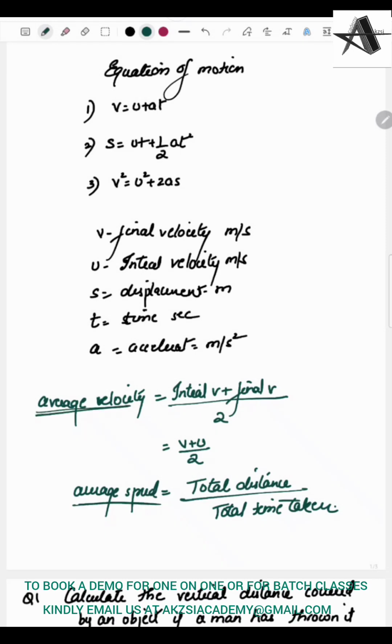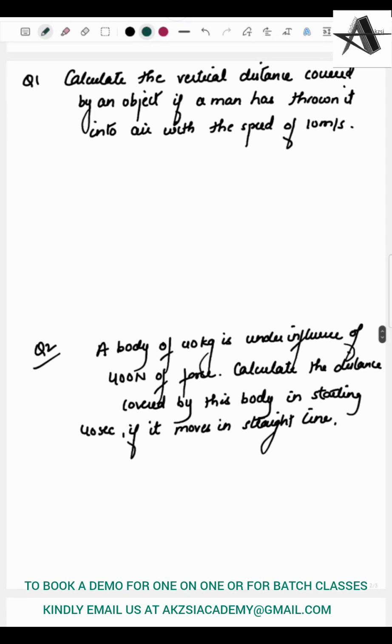Now, after these three equations of motion and these two formulas, let me do some questions. It says, calculate the vertical distance covered by an object if a man has thrown it into the air with a speed of 10 meters per second. This is the ball and the man has thrown it upwards. So you have to calculate the vertical distance covered before it reaches its maximum height, and the speed is 10 meters per second.